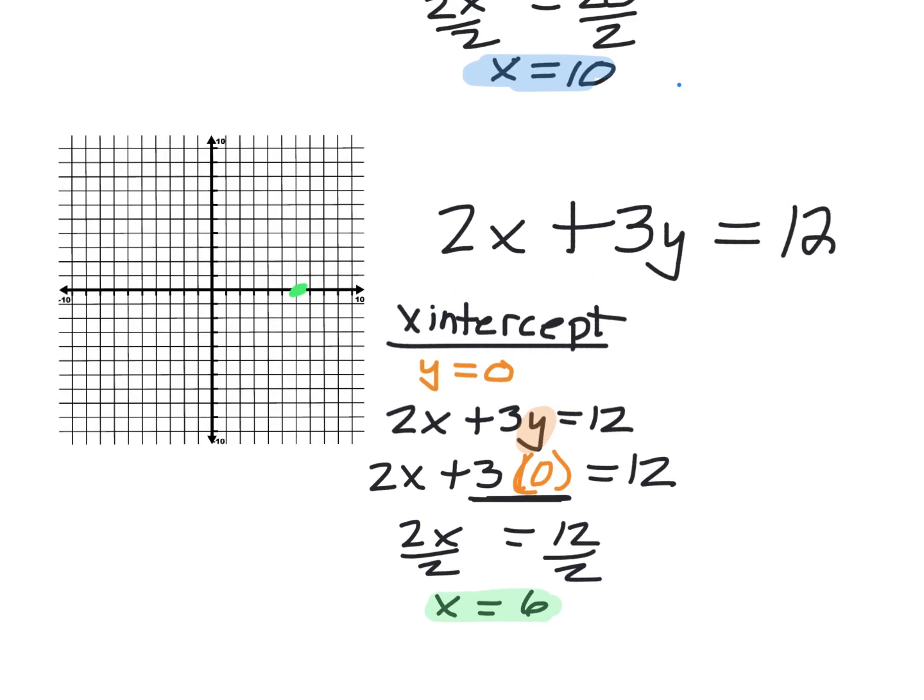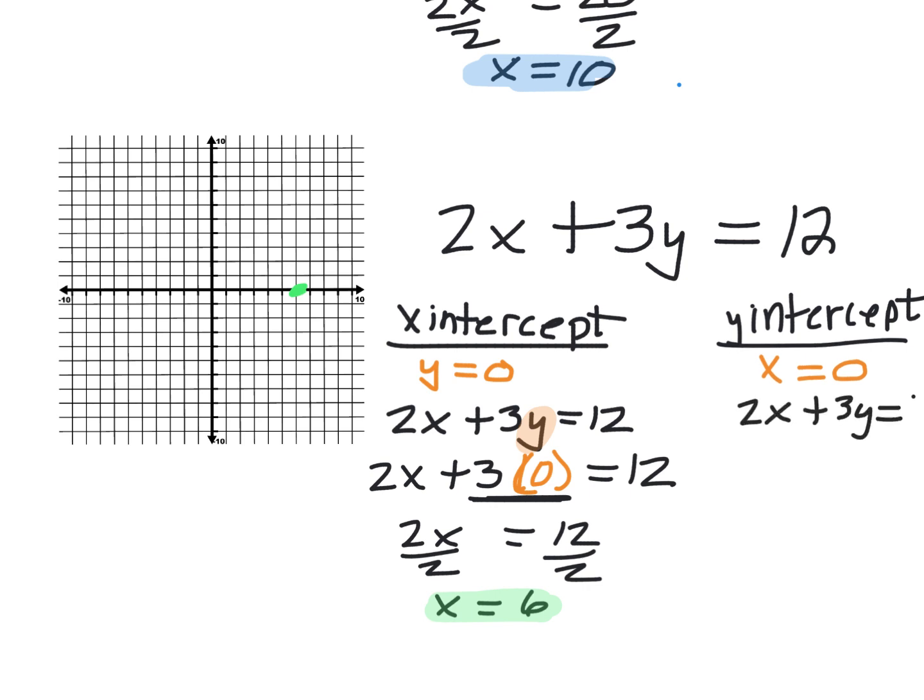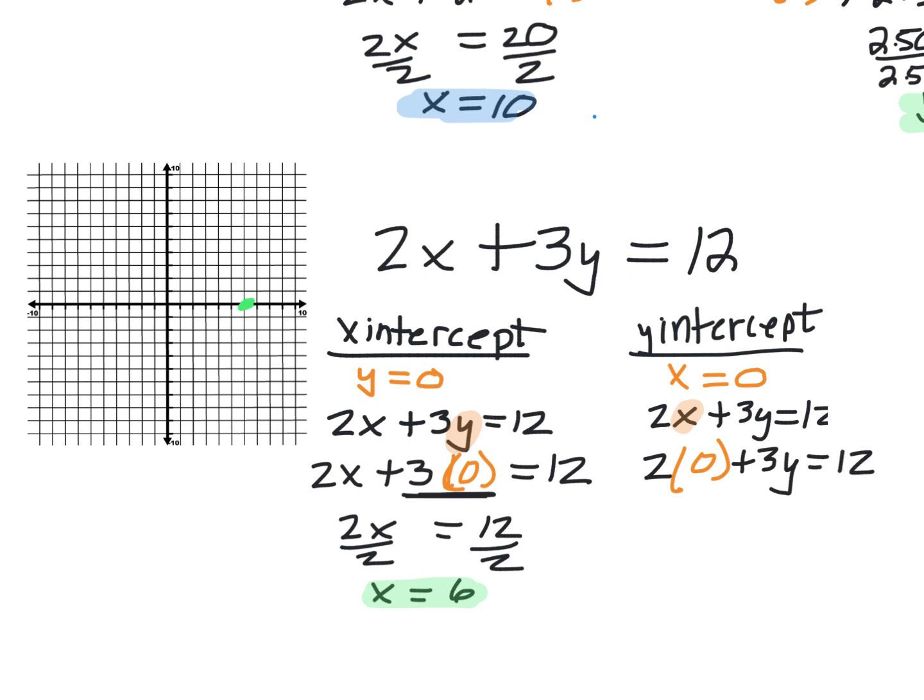Right there where the x-coordinate is 6 on the x-axis. And then I need to find my y-intercept. But instead of putting a 0 in for y, now I need to put a 0 in for x. So I'm going to bring my equation down. And instead of doing 2 times x, I'm going to do 2 times 0. Two times 0 is going to give me, you guessed it, 0. So that part of the equation's gone.